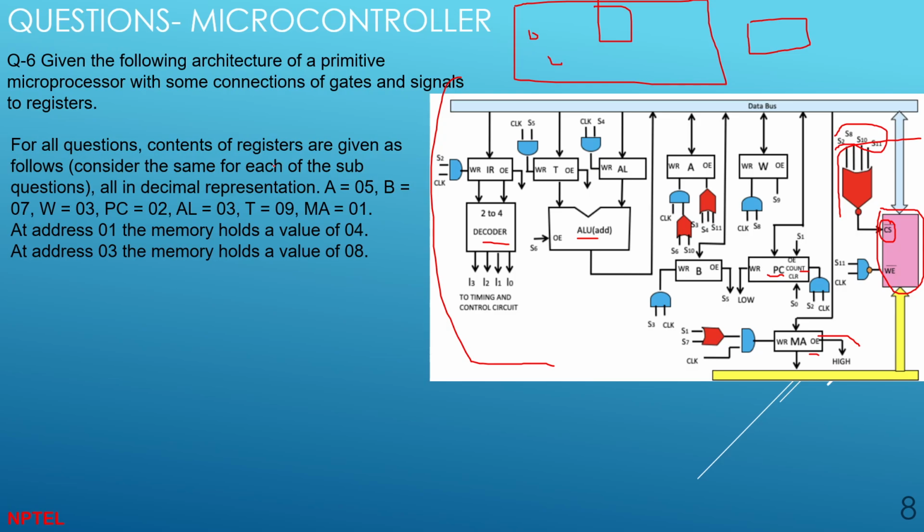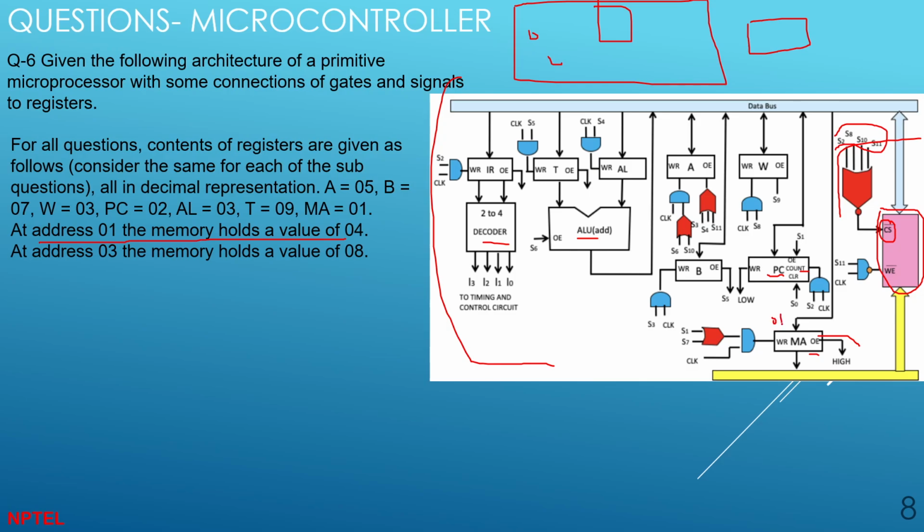For all questions, the contents of registers are given. So the values of these registers are given here, all in decimal representation. A is 05, B is 07. Each register value has been given here. At address 01, the memory holds a value of 0. So the memory address is 01.